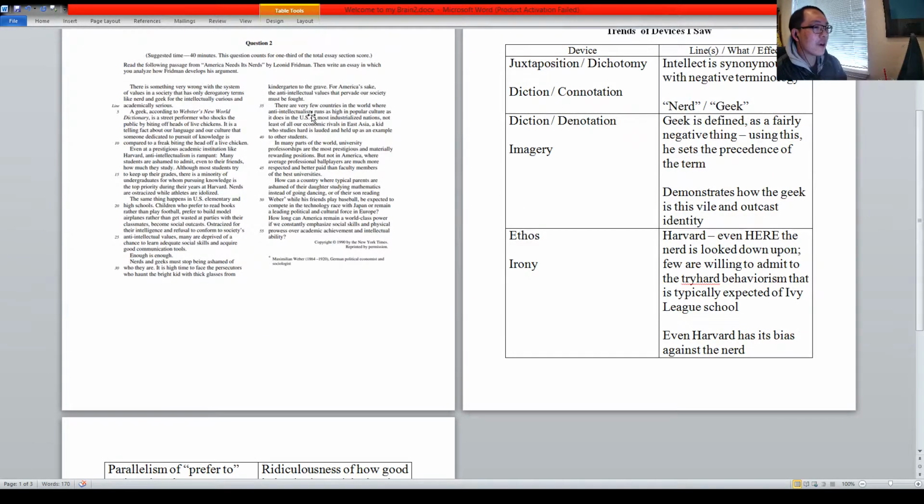We have the next paragraph. There are very few countries in the world where anti-intellectualism runs as high in popular culture as it does in the U.S. and most industrialized nations. Not least of all our economic rivals in East Asia, a kid who studies hard is lauded and held up as an example to other students.